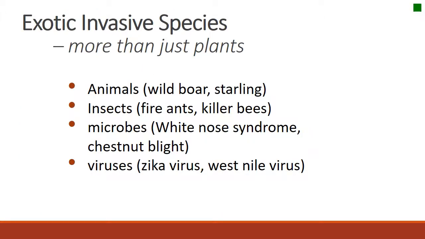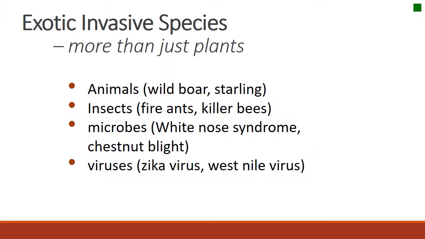Although this lecture is mostly focused on plants, it is worth noting that exotic invasive species could include animals, vertebrates and invertebrates alike, microbes and viruses, and I've got some examples here that most of you should know about. The European starling, some of you might not know about that one. It's a bird that is displacing a lot of other native birds. Fire ants have been a problem, as well as killer bees. Wild boars, as we all know, have been causing millions of dollars in crop damage throughout the South.